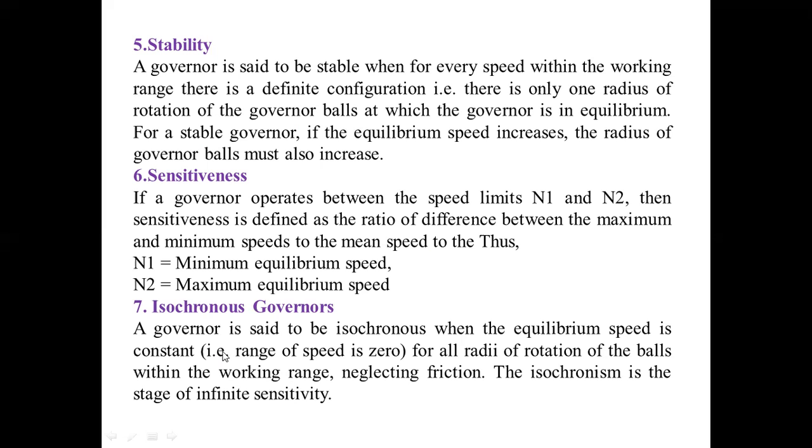A governor is said to be isochronous when the equilibrium speed is constant for all radii of rotation. It may be any radius of rotation. It will be constant for all radii of rotation of the balls within the working range.